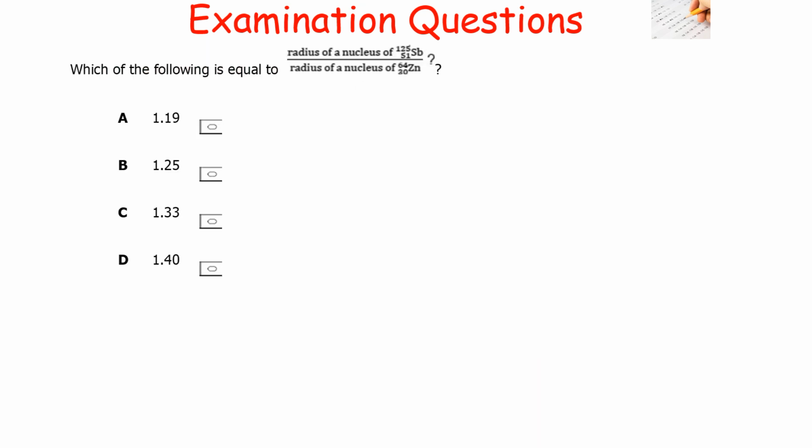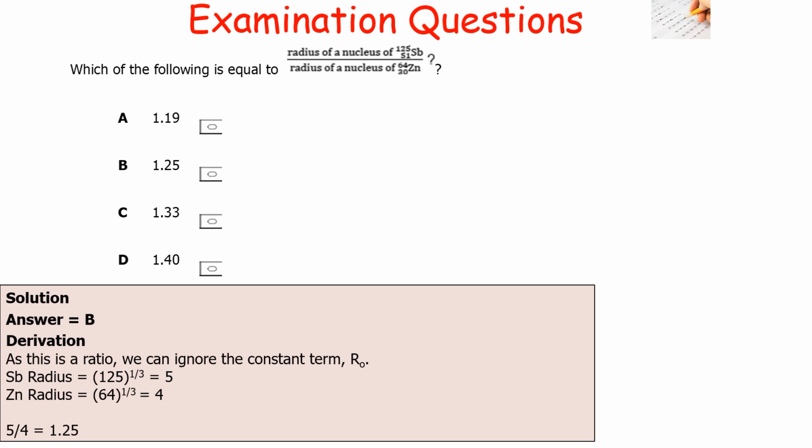Right, in this question our answer is going to be B, because as this is a ratio we can ignore our constant term of R0. Now we can work out the radius of the nucleus using the equation R0 A to the power of a third, but like I said before, because we're in a ratio, R0 cancels through because it's the same for both nuclei. So we can work out the radius of Sb by doing 125, which is our value of A, the nucleon number, to the power of a third, which is 5, and then we can do the radius of Zn by doing 64, the nucleon number, to the power of a third, which is 4. So it's going to be 5 over 4, which gives us a ratio of 1.25.